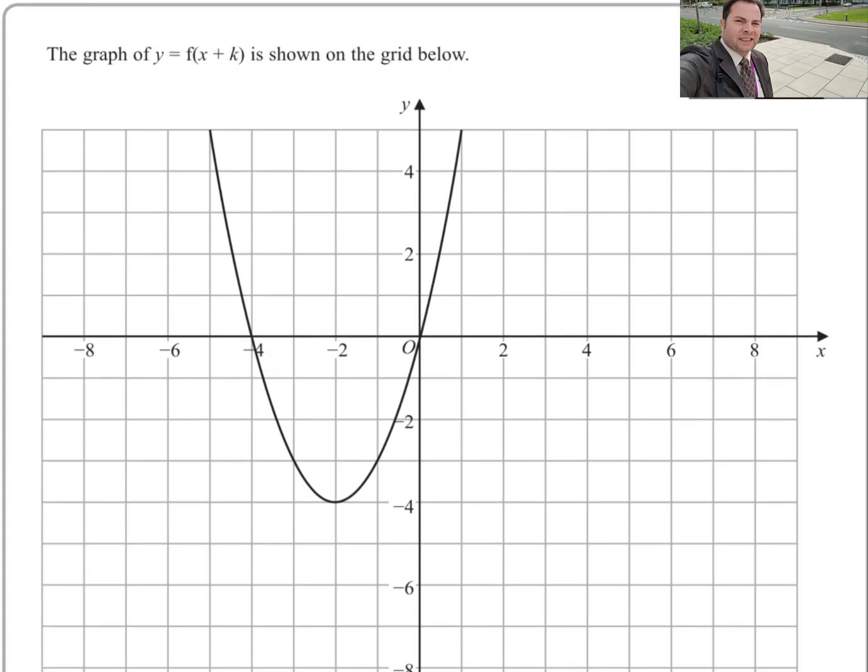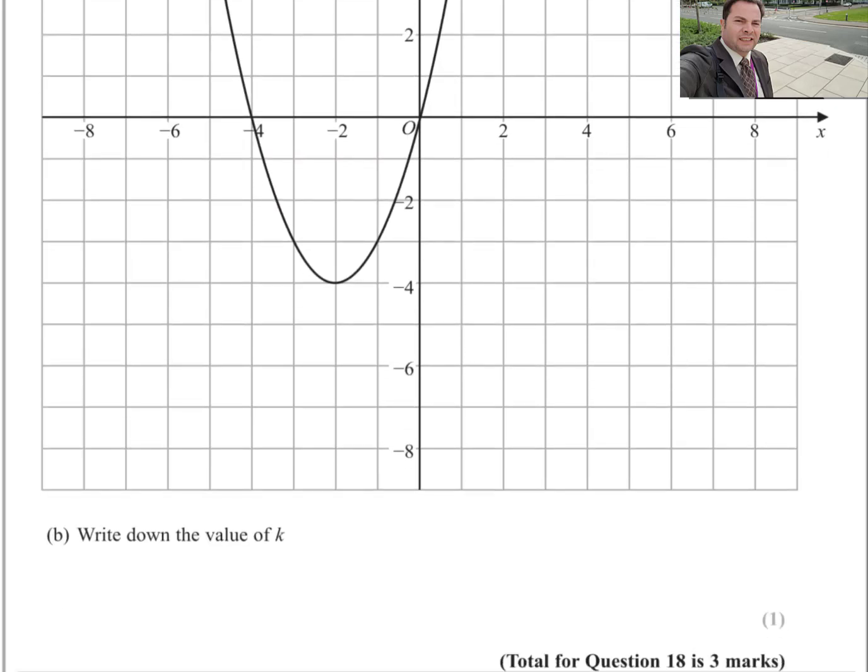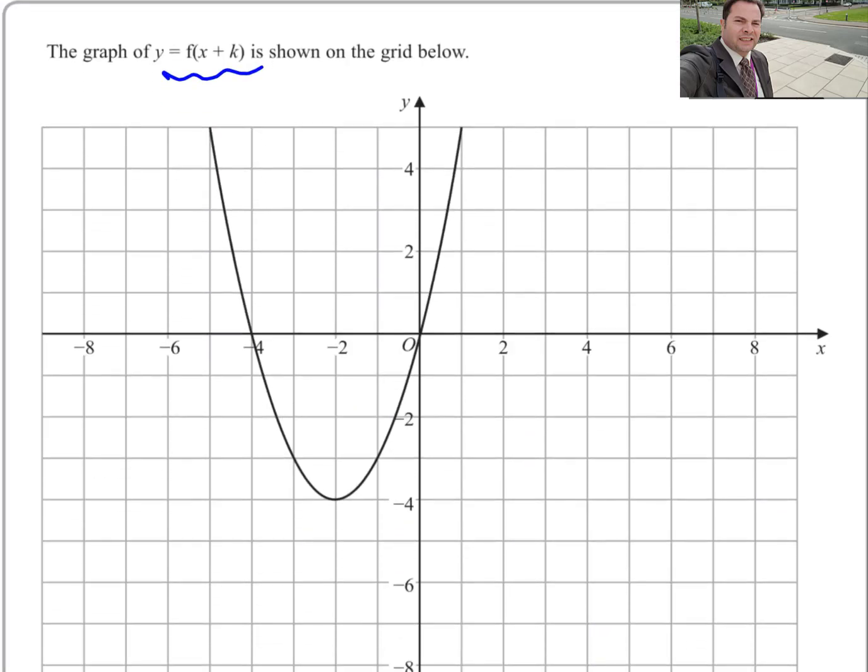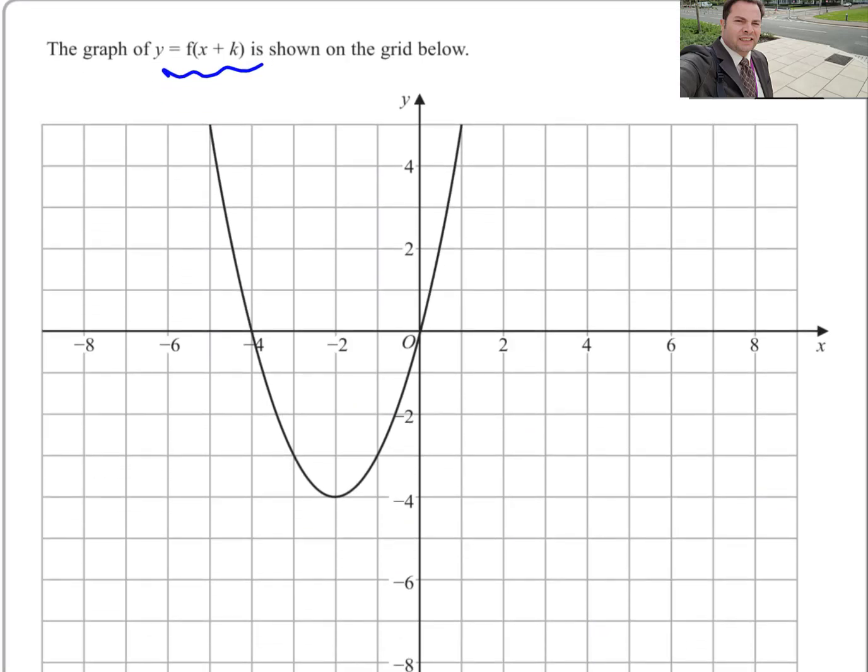Second part, the graph of y equals f of x plus k. This is a horizontal translation, and also because it is with x, we change the sign of k: negative k becomes positive k. He asks in this part, write down the value of k. The function f of x had its vertex at 1 and minus 4. This point shifted to the left-hand side 3 units, so the value of k is equal to 3.